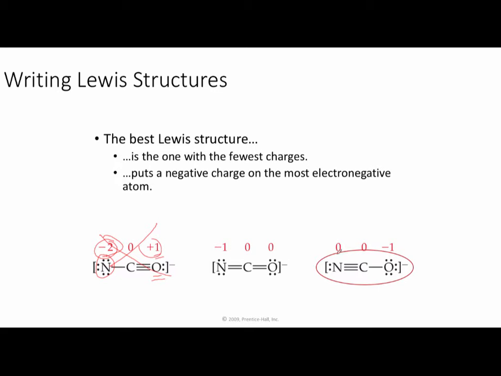Now these two are very similar, but I've got a -1 on the nitrogen. Here I've got -1 on the oxygen. What element is more electronegative? The oxygen is, so this one is the best Lewis structure.